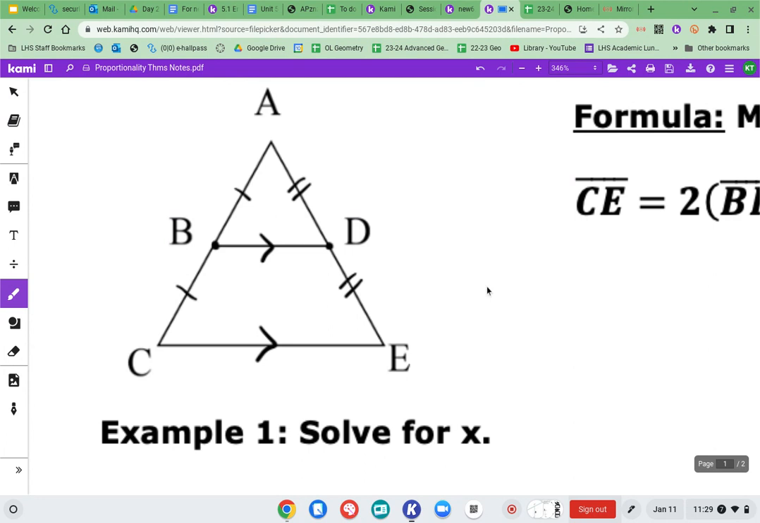Therefore it's a mid-segment. Your fun facts about mid-segments are: 1, mid-segments are parallel to the base, hence the little arrows. And 2, mid-segments are half the length of the side that they're parallel to. Or you could think of it as the bottom is double the mid-segment. Either way that works with your brain, you can think about it that way.